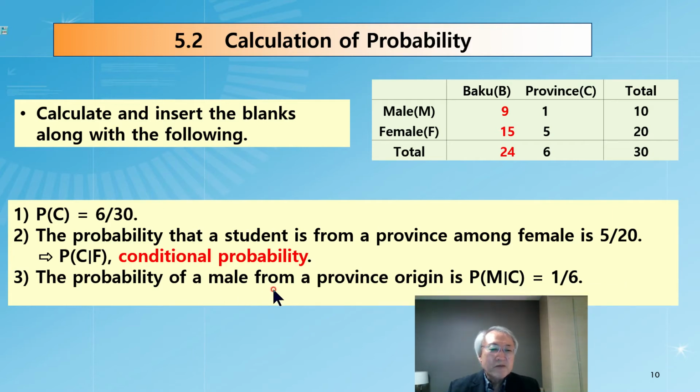Then the third one is the probability of male from a province. Male from a province. Well, province implies this is the condition. Out of 6 students, there is 1 male. Therefore, the answer looks like this.